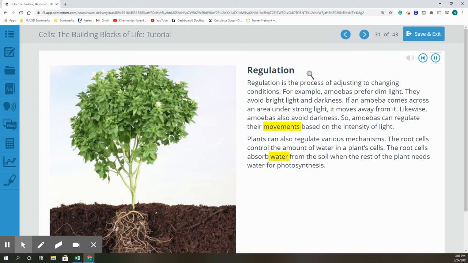Regulation. Regulation is the process of adjusting to changing conditions. For example, amoebas prefer dim light. They avoid bright light and darkness. If an amoeba comes across an area under strong light, it moves away from it. Likewise, amoebas also avoid darkness. So, amoebas can regulate their movements based on the intensity of light. Plants can also regulate various mechanisms. The root cells control the amount of water in a plant's cells. The root cells absorb water from the soil when the rest of the plant needs water for photosynthesis.